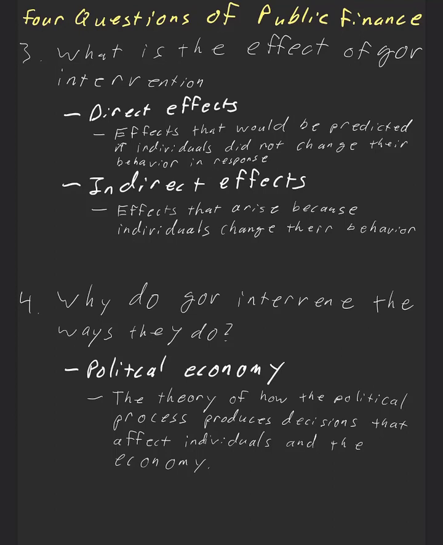Fourth question, why do governments intervene in the ways that they do? The answer to this is political economy. Political economy is a theory of how the political process produces decisions that affect individuals and the economy. Long story short, with public choice political economy, politicians, bureaucrats, policymakers, anybody that's involved in this, they are people too. They have their own set of incentives, desires, motives, preferences, etc., and that forms the way that we get governance. So we're going to have an entire lecture on that, so I'm going to leave that for now.